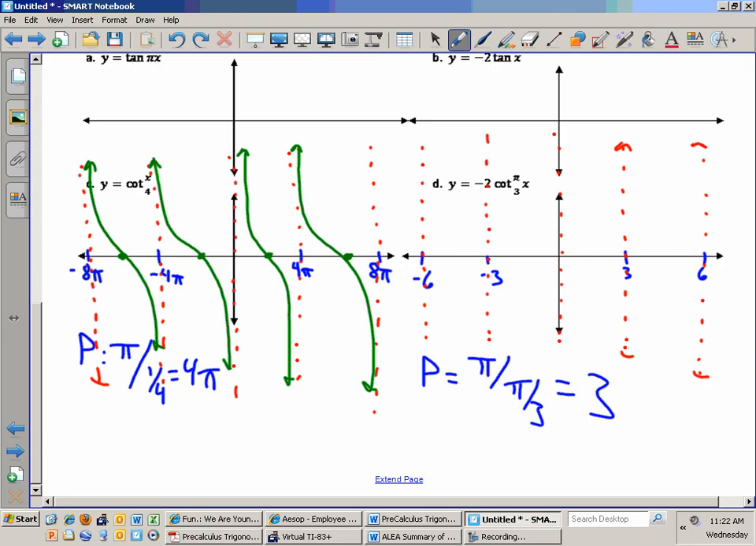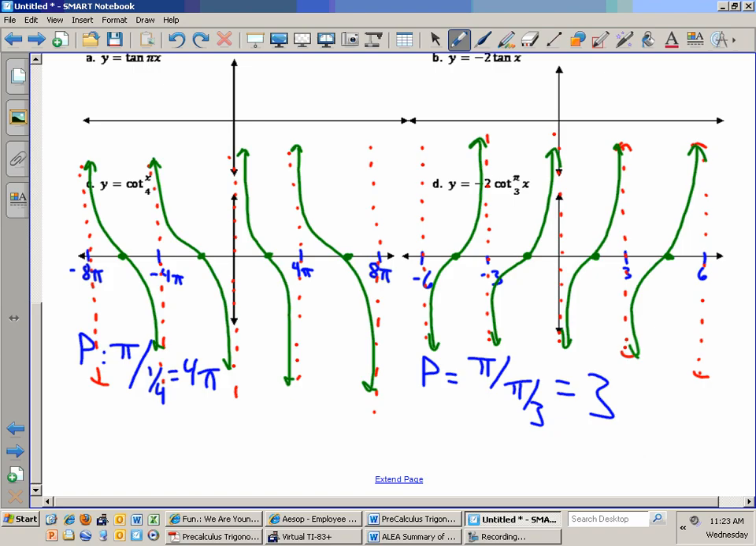Okay, so there's my graph. What happens halfway in between? It crosses the x-axis. It achieves its 0 value. And cotangent, does it start up and finish down, or start down and finish up? It starts up and finishes down, but because it's negative, it starts down and finishes up. Okay. You guys got it.